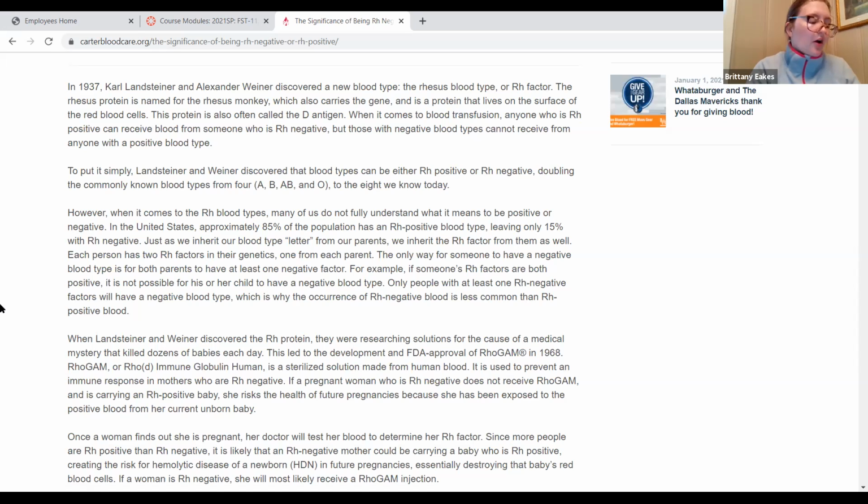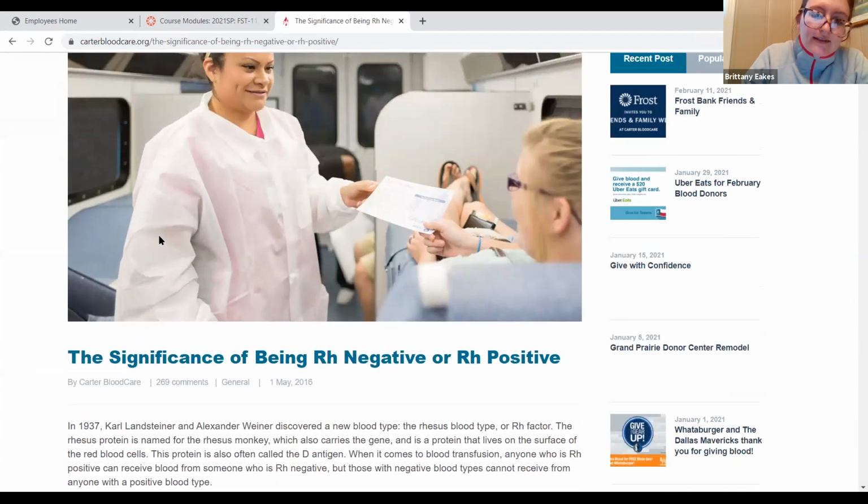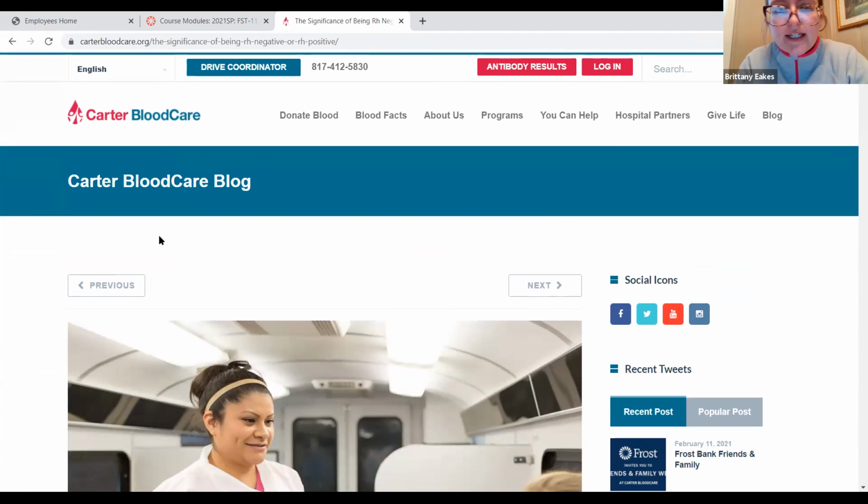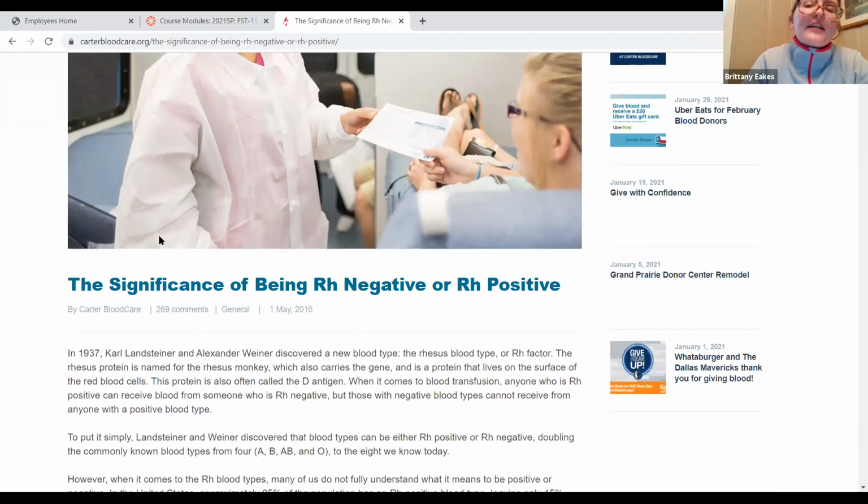So if a mother is Rh negative and she has a child by a father who is Rh positive, it won't do anything for the first pregnancy. But if they try to have another one, the body will recognize that Rh positive and attack it, and they will no longer be able to have a second child. So it's really important for having children to know if your partner is Rh positive and you're Rh negative, because they can mix once, but not twice. And so that's just really interesting.